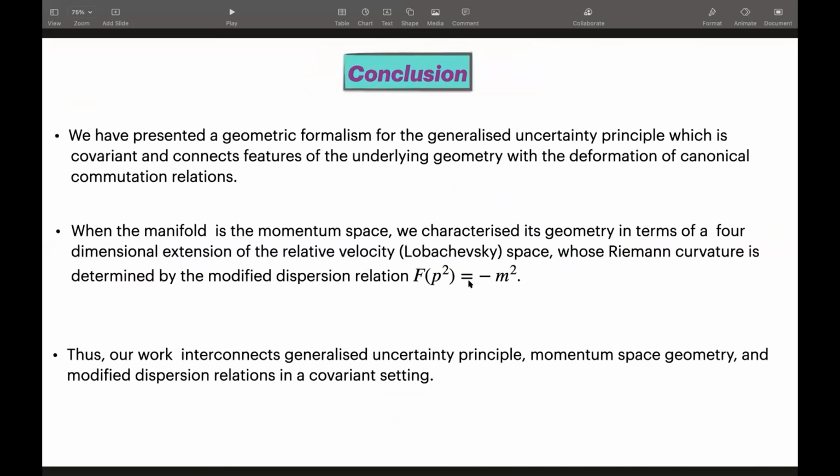We have presented a geometrical formalism for the generalized uncertainty principle, which is covariant and connects features of the underlying geometry with the deformation of the canonical commutation relation. When the manifold is the momentum space, we characterize its geometry in terms of a four-dimensional extension of Lobachevsky space, whose Riemann curvature is defined by the dispersion relation. So our work interconnects the generalized uncertainty principle, momentum space geometry, and modified dispersion relation. Thank you.